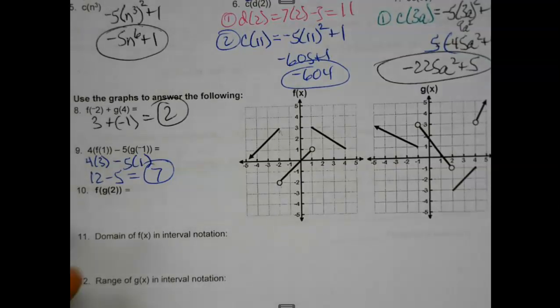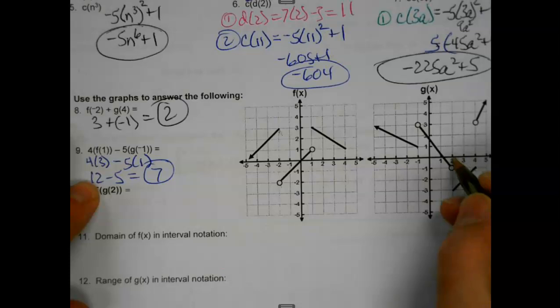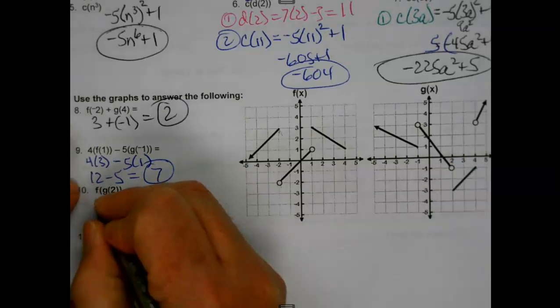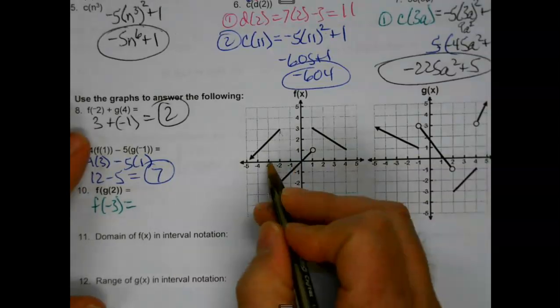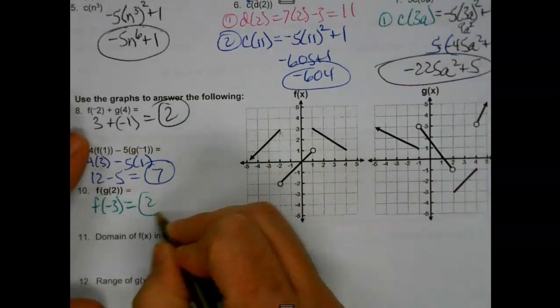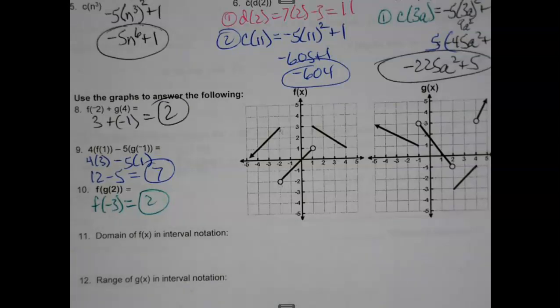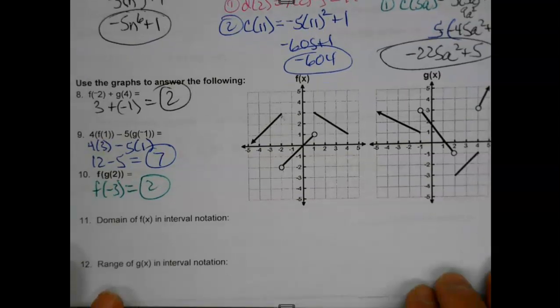Now we get a composition. So G of 2 first is -3. So now I'm going to plug -3 into F and get 2 in pieces. Okay. Be cautious on the domain and range.